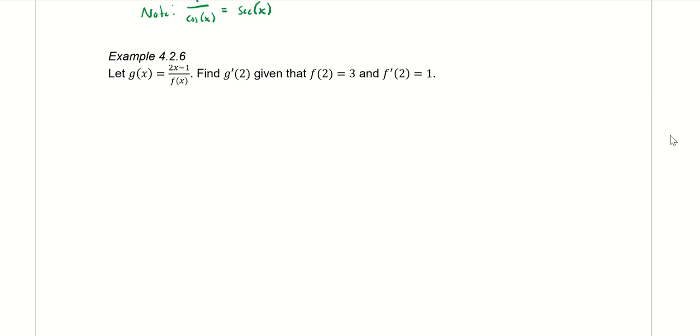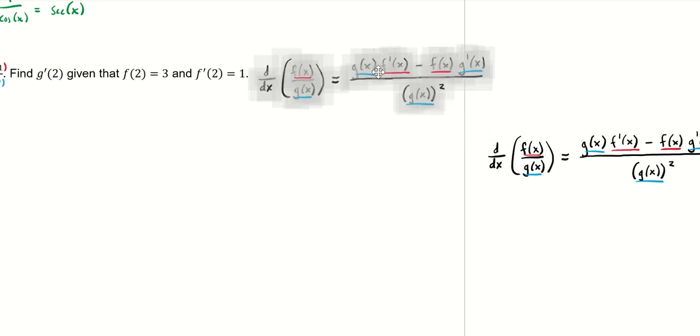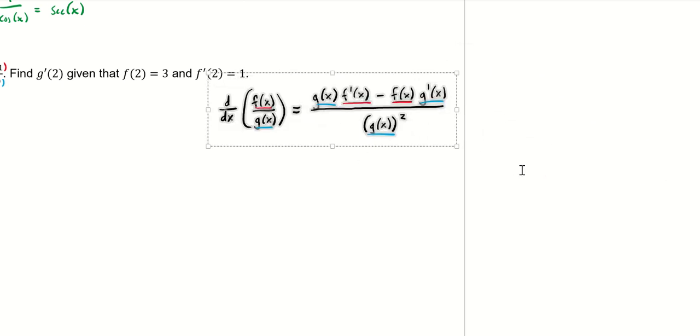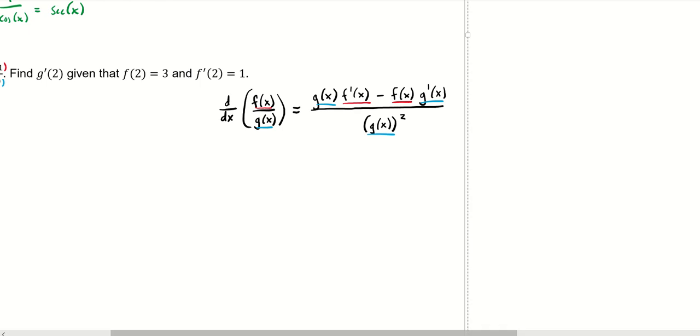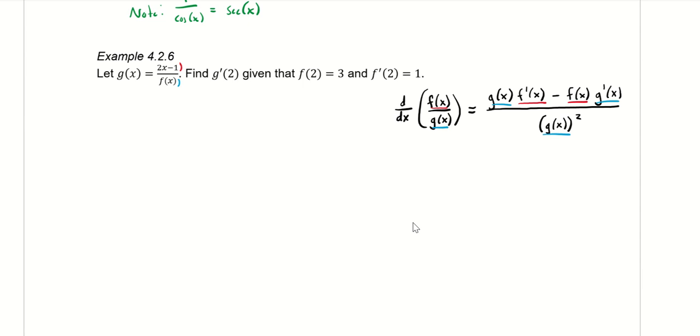So the first thing I'm going to note here is this is a quotient rule application, right? We have a function of x on the numerator, another function of x on the denominator here. So I'm going to use, and I'll bring it down here for reference, our quotient rule, just like we did in the previous example. So we want g prime of x, specifically at 2, but let's just think in terms of g prime of x right now.